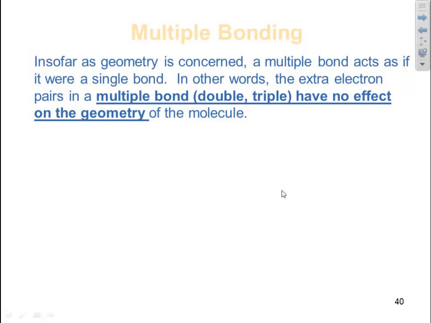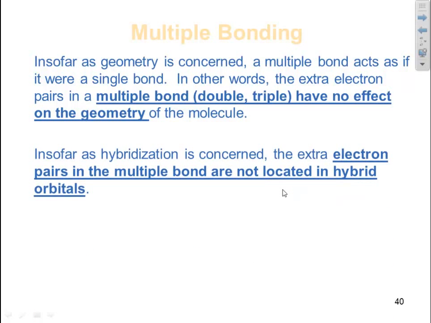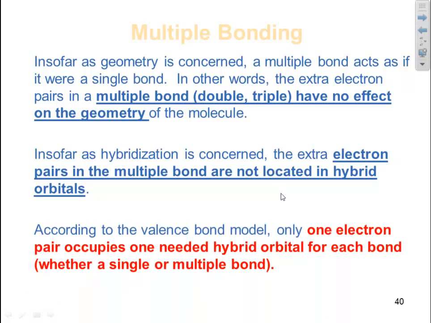Insofar as geometry is concerned, a multiple bond acts as if it were a single bond. In other words, the extra electron pairs in the multiple bond, double or triple, have no effect on the geometry of the molecule, other than a slight effect on the angle. Insofar as hybridization is concerned, the extra electron pairs in the multiple bond are not located in the hybrid orbitals. According to the valence bond model, only one electron pair occupies one hybrid orbital for each bond, whether a single or multiple bond. So what we're saying here is there's one hybrid orbital involved in a multiple bond. The other ones, the double bond or the triple bonds, are not involved.